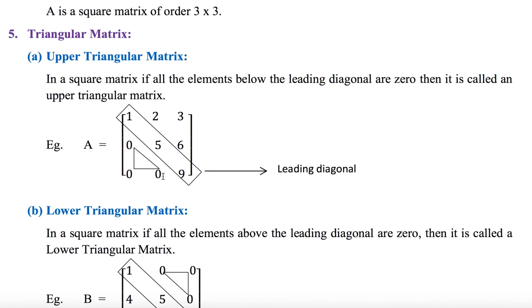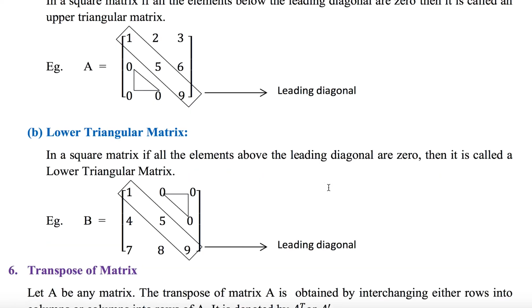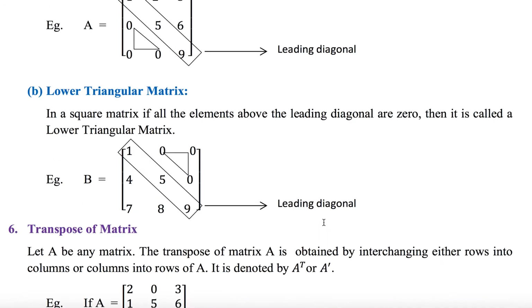Okay, this forms a triangle, right? Lower triangular matrix. In a square matrix, if all the elements above the leading diagonal are zeros, then it is called a lower triangular matrix.